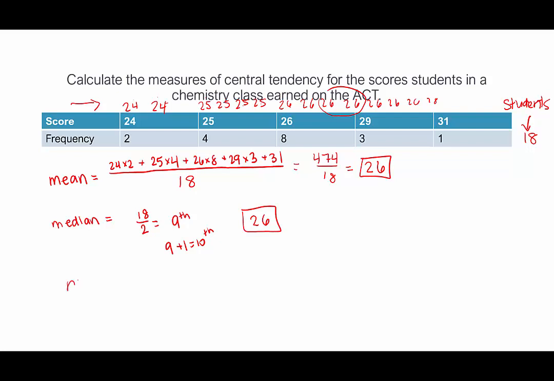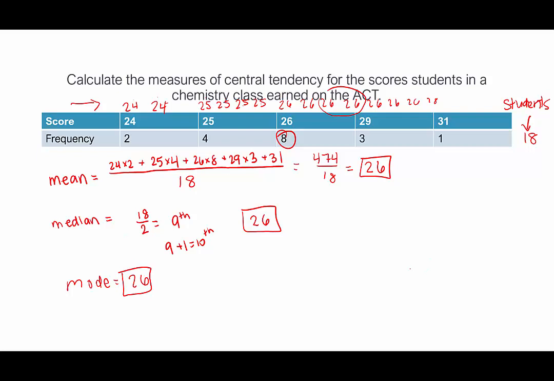And what about the mode? When we're given the frequencies, we're looking for the largest frequency because that's the score that the most students scored. So the largest frequency is 8. And 8 is not the mode. 8 was the frequency. That's the number of students who got the mode. What is the mode? It's the score associated with 8. The mode is 26. This was a very, very consistent problem.